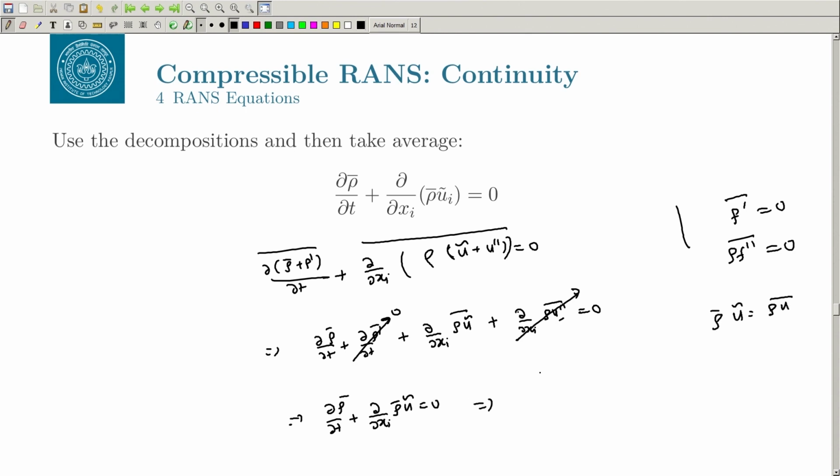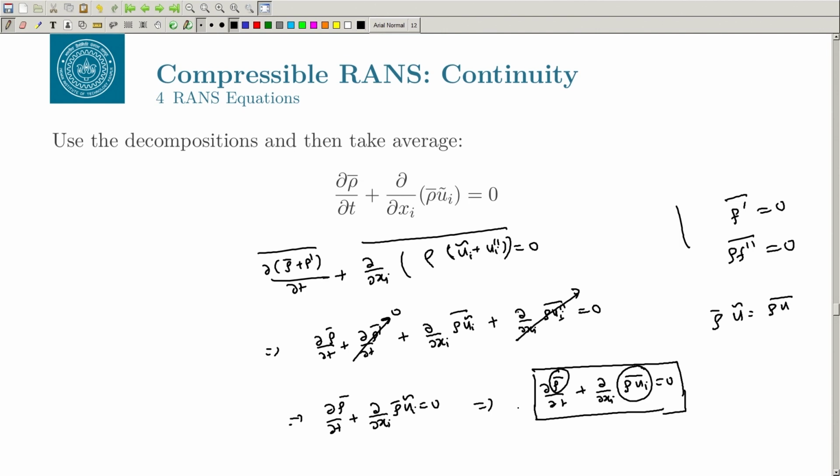So, this can also be written as del rho bar by del t plus del by del xi of rho bar u i tilde equal to 0. I have just used u for 1D, but you can also use i here, so that will become valid for all 3D. The form is similar to the continuity equation in the Navier-Stokes, except that now all the variables are replaced by their averages.